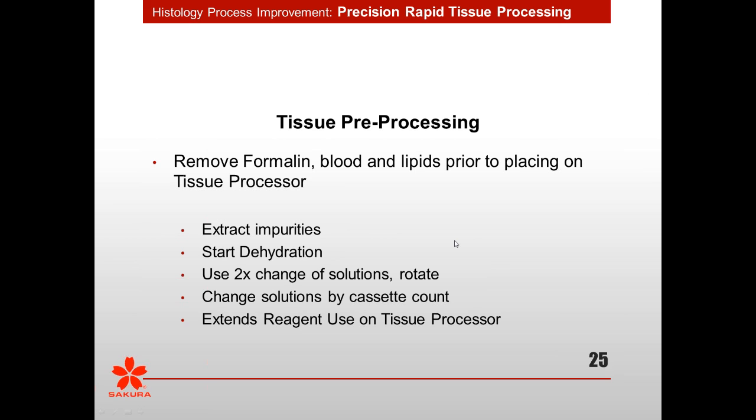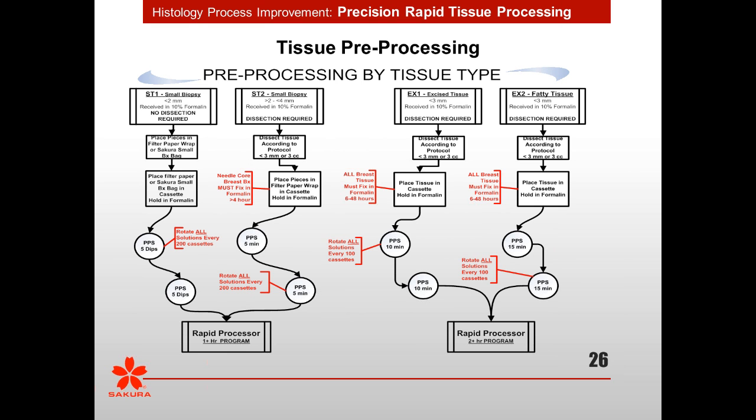Again, we're removing the blood and lipid and formalin from there, and you've got to have that two times solution rotation. Here's an example of a tissue pre-processing protocol. Everybody will develop their own. This goes with the Express. There are standard protocols and extended protocols, 1 hour, 2 hour.